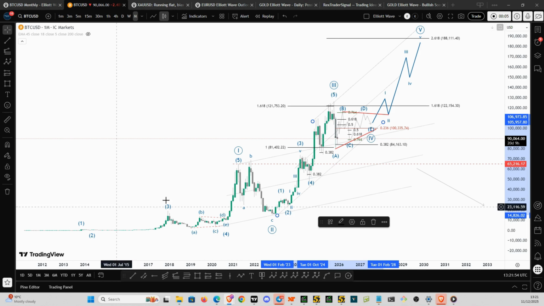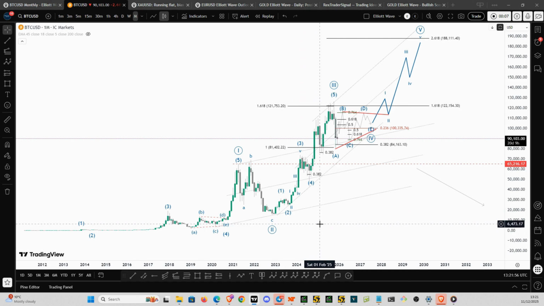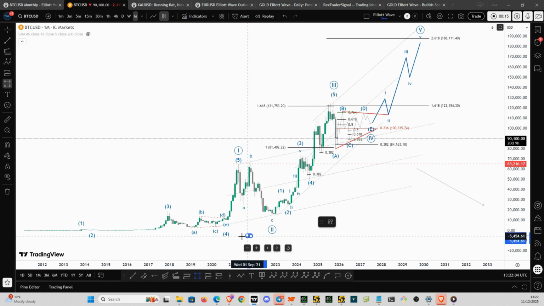In this video, BTCUSD is viewed through a long-term Elliott Wave lens, and the idea is that price may be entering the early stages of a large corrective triangle before the next major bull leg.